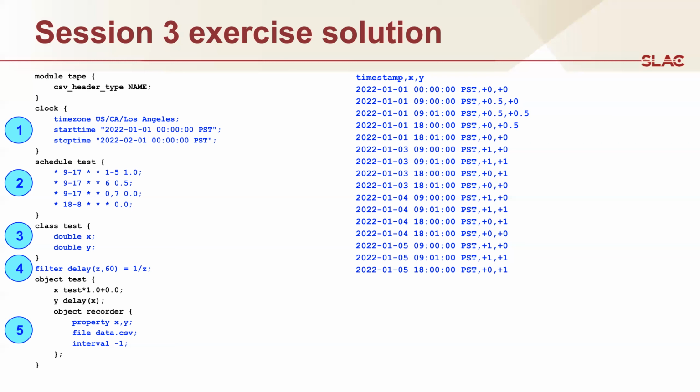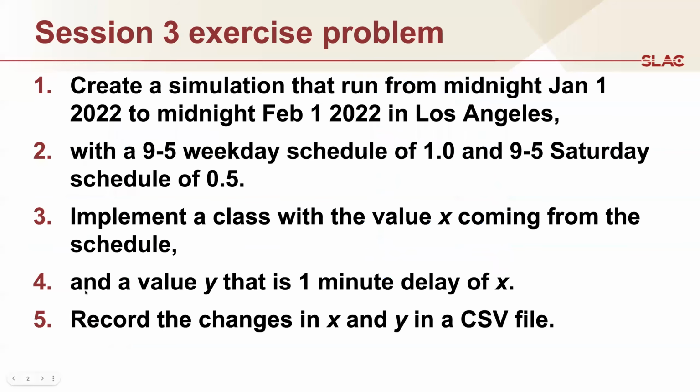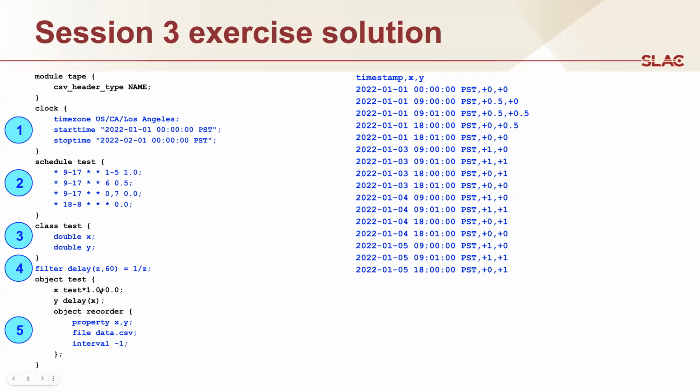I see we have a question under object test for X. Why do we need, so we don't need to multiply by 1.0 and add by 0.